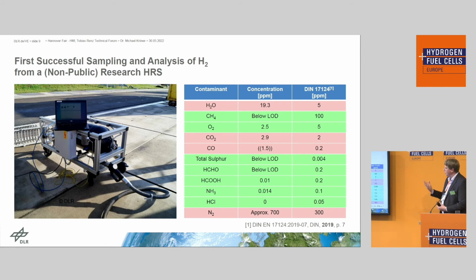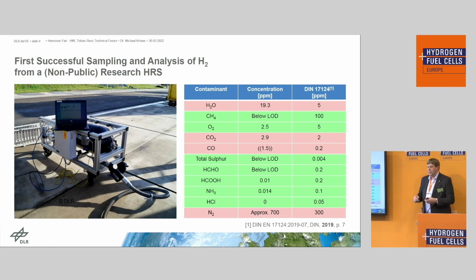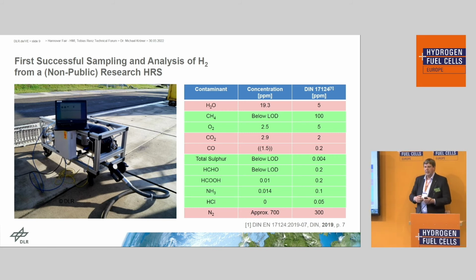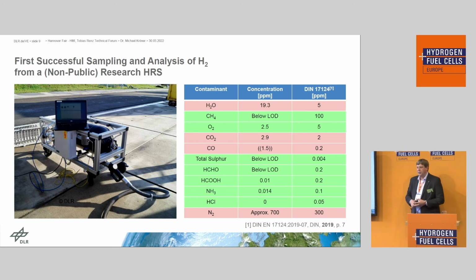And that's what I wanted to explain in the beginning. So nitrogen is often used to flush the system before you fill in new hydrogen. So it's likely to be found in a hydrogen refueling station. It should though not have been in there in these high amounts. So there was some problem with the purging of the refueling station.